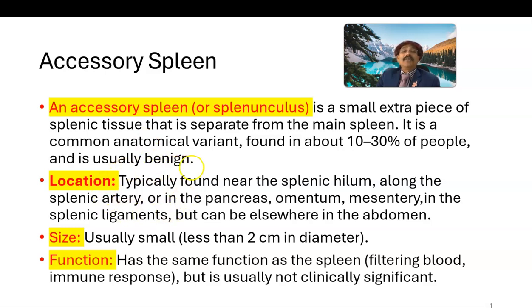Today I will discuss the accessory spleen. An accessory spleen, or splenunculus, is a small extra piece of splenic tissue that is separate from the main spleen. It is a common anatomical variant found in about 10 to 30% of people and is usually benign.